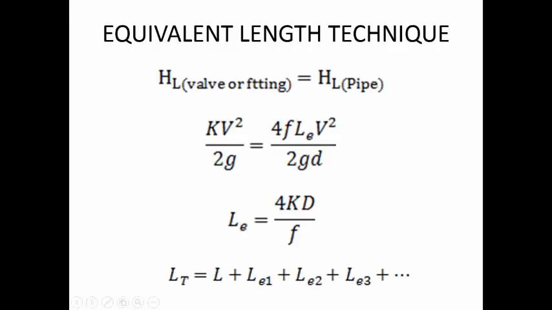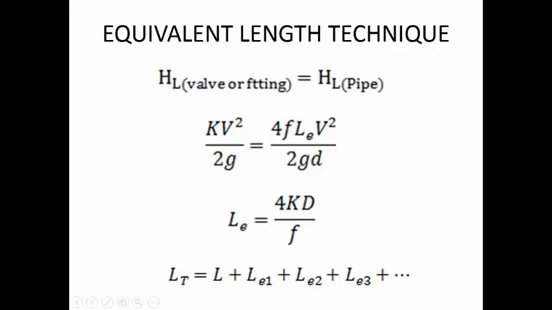So you have the equation here. For a valve or a fitting, the pressure loss is equal to K V squared by 2g, which will be equal to 4 f L_e V squared by 2gD. These are the two equations we have studied. If you equate them, you get L_e equal to K D divided by 4f. F is a constant, K is also a constant, and D is the diameter of the fitting. So very easily we can determine the value of L_e.